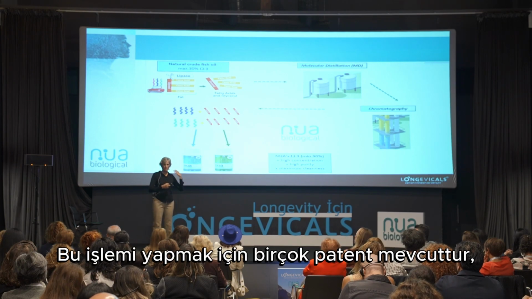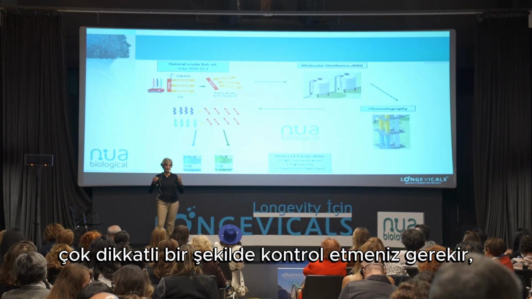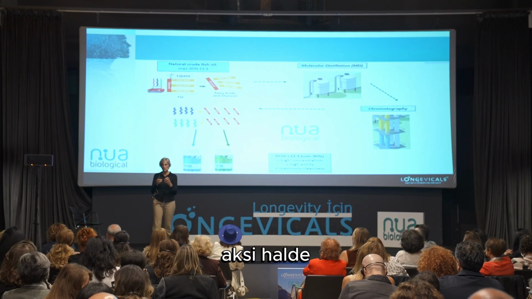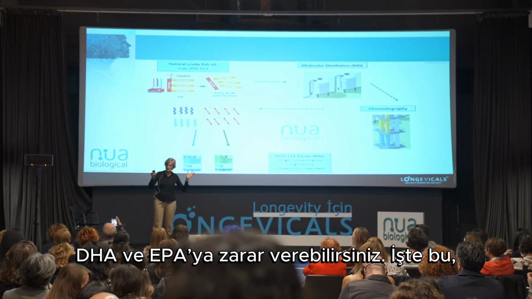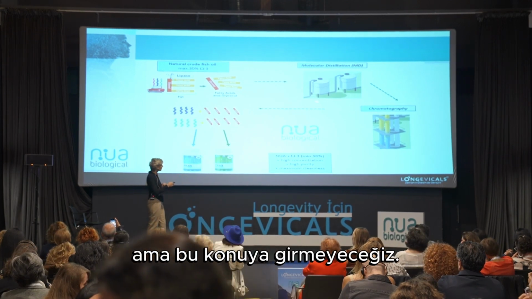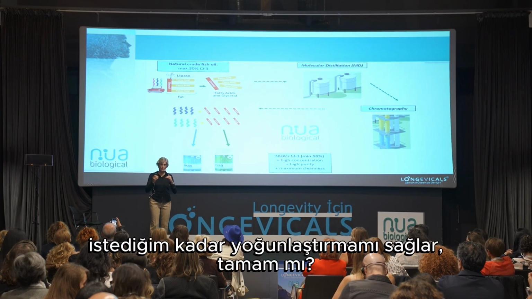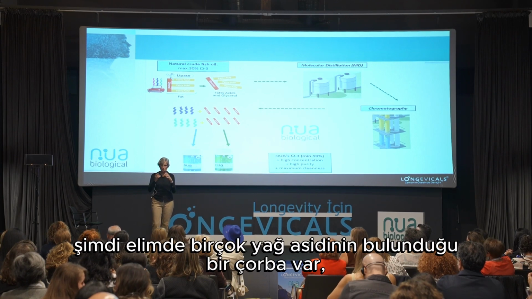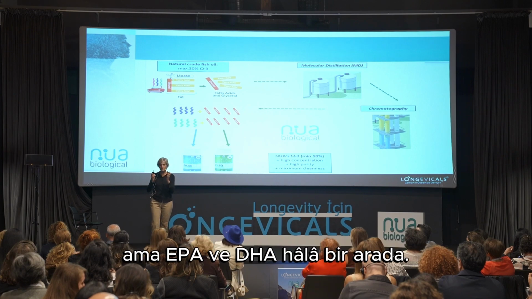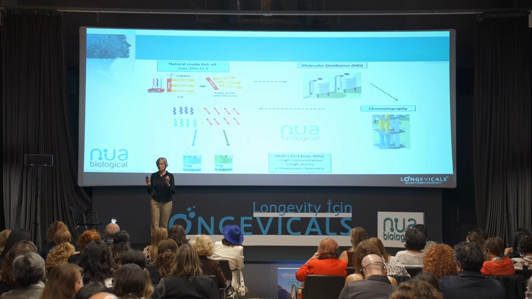Obviously, there are lots of patents on how to do this because you need to control a lot the physical parameters and chemical parameters as to not damage the DHA and EPA. So that's a science behind which we're not going to talk about. But so basically, molecular distillation enables me to really, really concentrate the oil as far as I want, okay? Then you say, okay, now I have a soup with loads of fatty acid, but EPA and DHA are still together. Now I have a very concentrated soup of EPA and DHA, but I want to separate them. How do I do that?